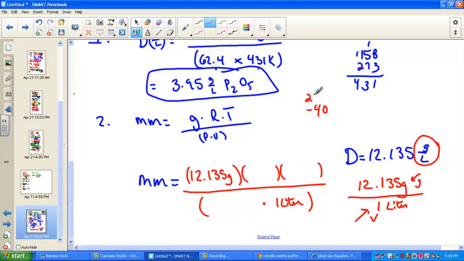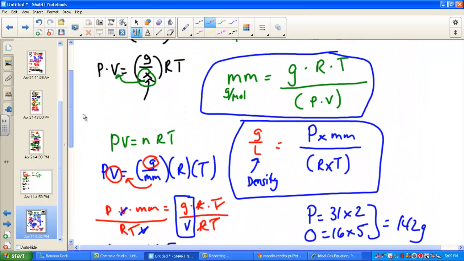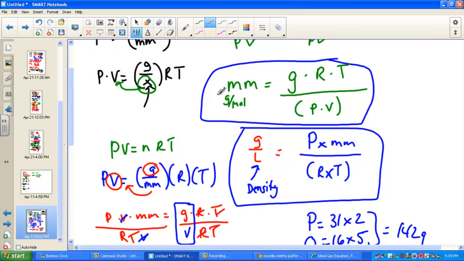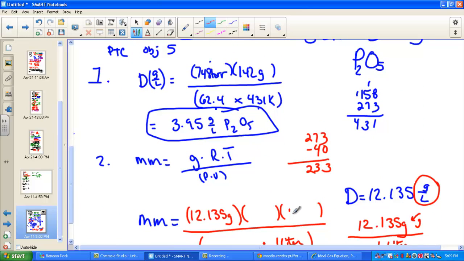Temperature was -40, so that's 233 Kelvin units. Where does that go? Temperature. See it up here? So we'll put it right here in this parenthesis. 233 Kelvin units. Oh, wrong number, 233. Good thing I can erase. 233 Kelvin units.